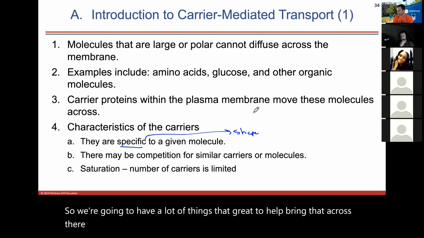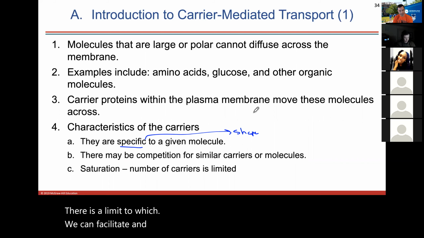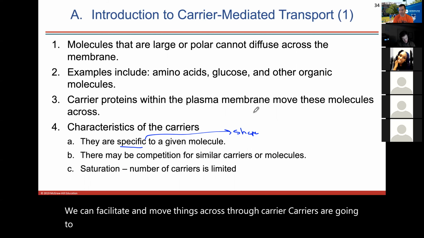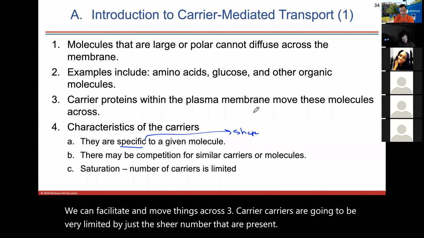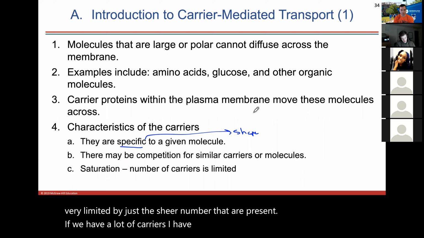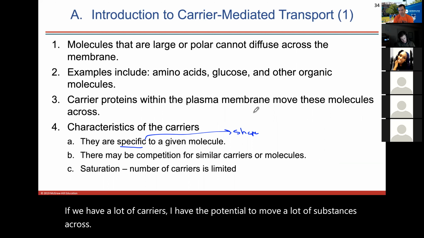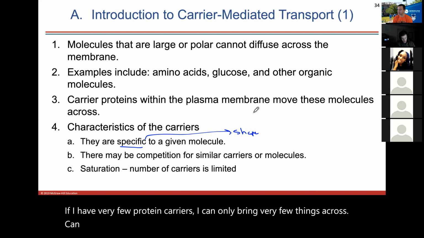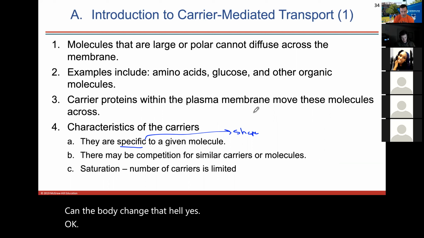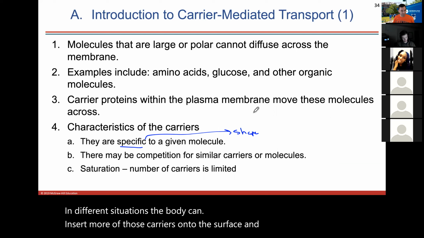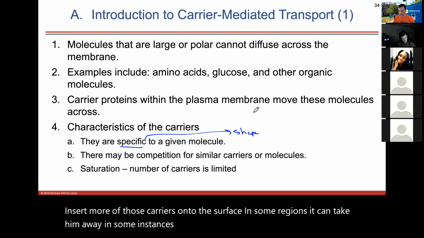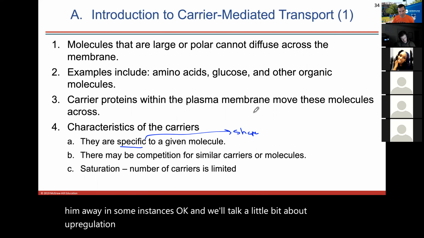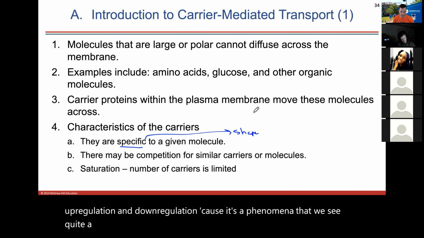There is a limit to which we can facilitate and move things across through a carrier. Carriers are going to be very limited by just the sheer number that are present. If we have a lot of carriers, I have the potential to move a lot of substances across. If I have very few protein carriers, I can only bring very few things across. Can the body change that? Hell yes. In different situations, the body can insert more of those carriers onto the surface. In some regions, it can take them away in some instances. We'll talk a little bit about upregulation and downregulation because it's a phenomenon that we see quite a bit, especially involving hormones within the body.